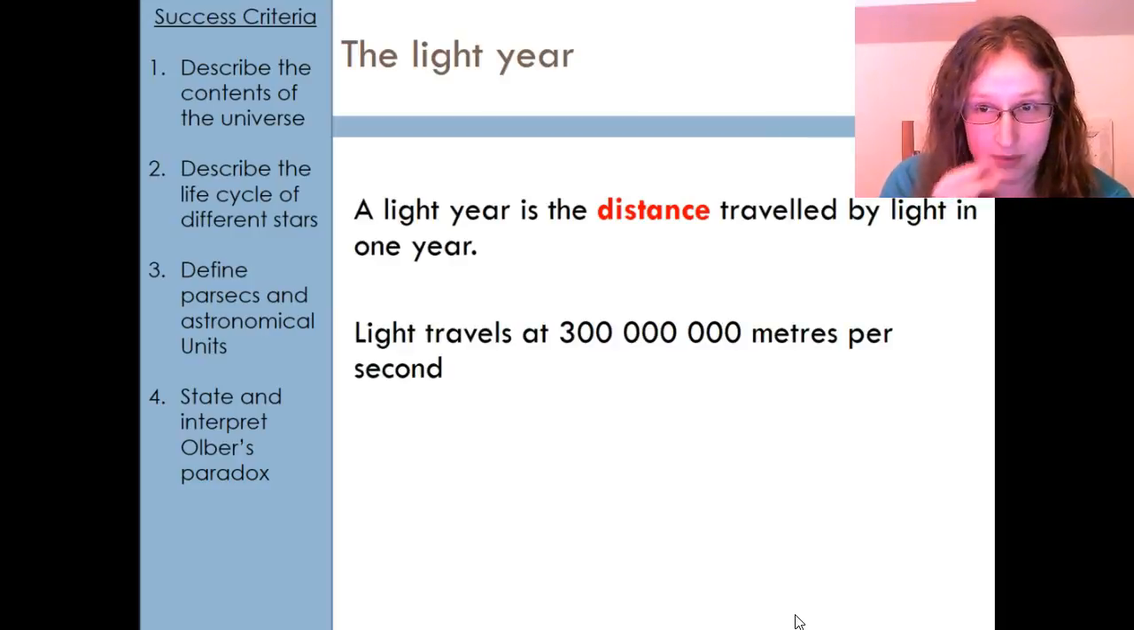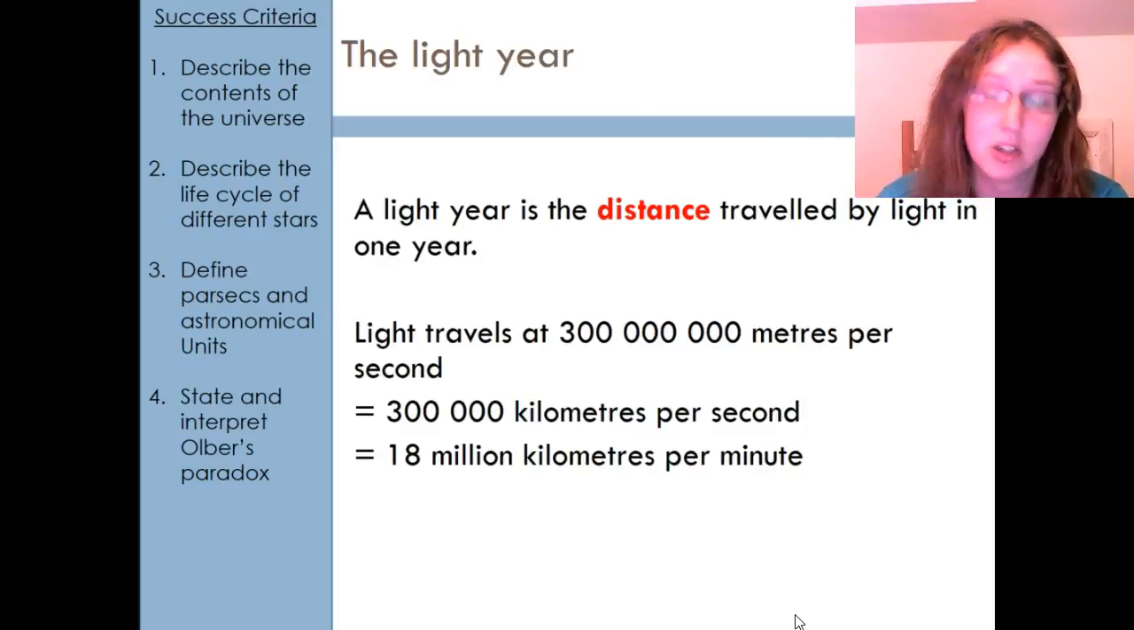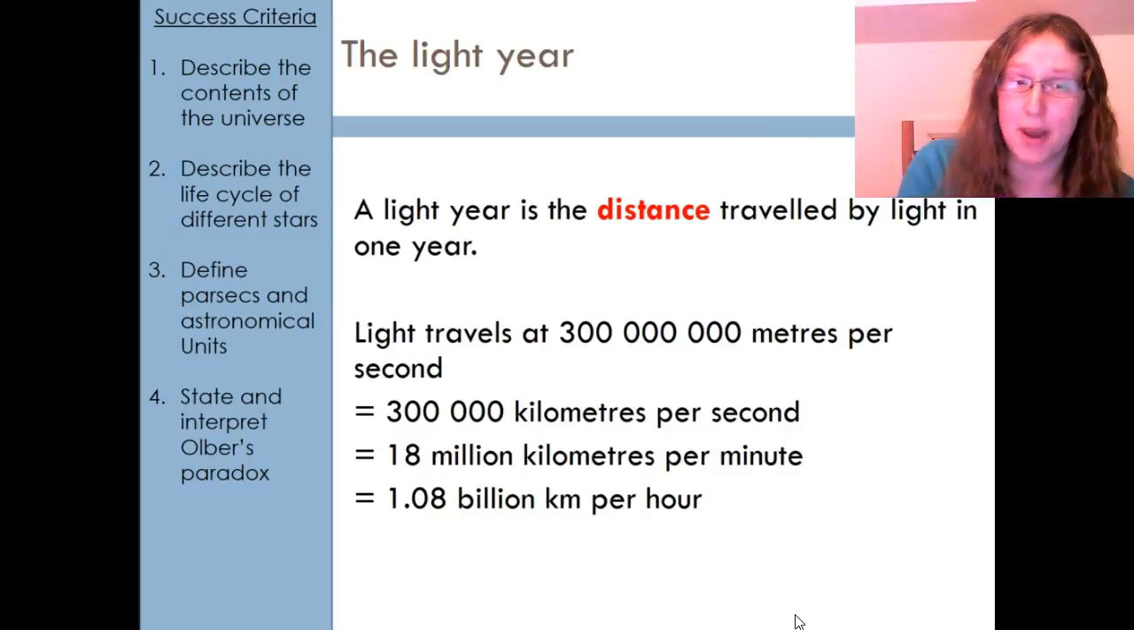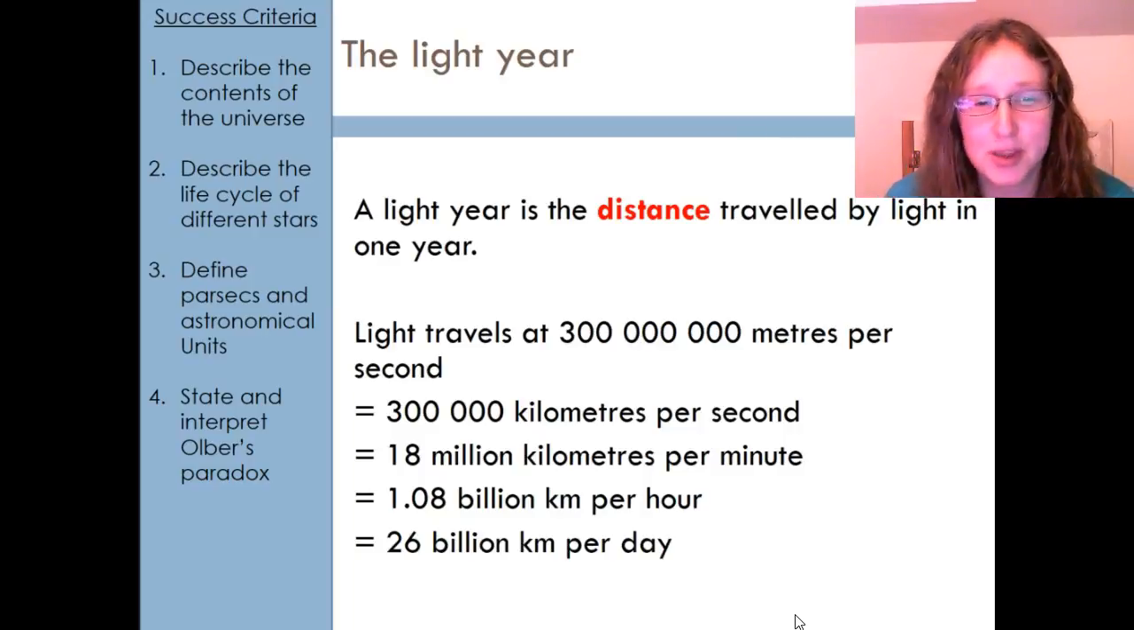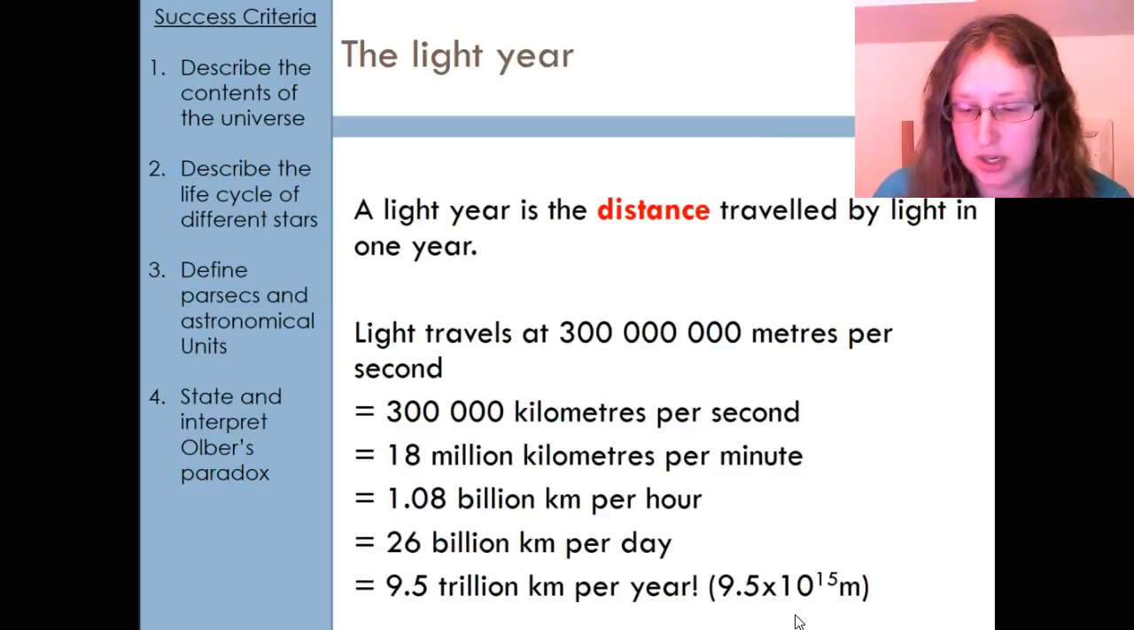And since light travels 300 million metres per second, that's 300,000 kilometres per second, that's 18 million kilometres per minute, 1.08 billion kilometres per hour, which is 26 billion kilometres per day, that is 9.5 trillion kilometres per year, or 9.5 times 10 to the 15 metres. You see now why we don't like metres, they're a bit useless. So that's 1 light year. So that's our first unit.